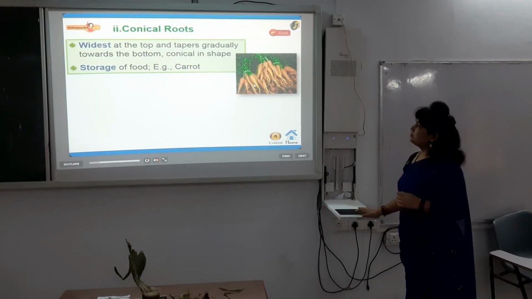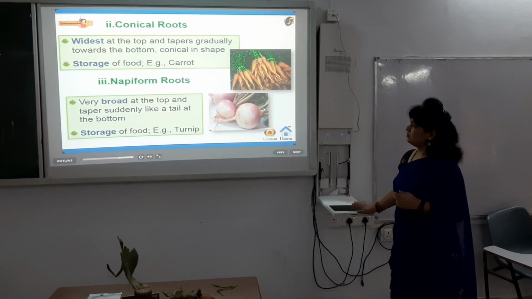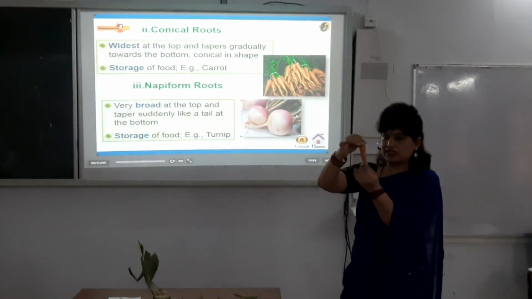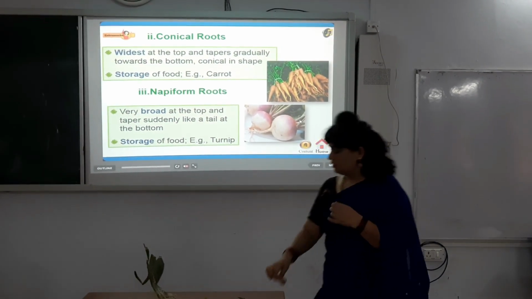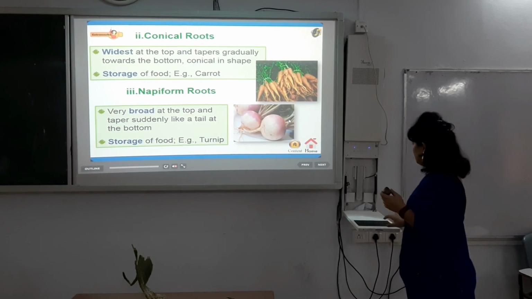These are different types: conical root, napiform. These are different shapes. This type of root will be called conical because it has the structure of a cone. These types of roots will be the napiforms. Okay?